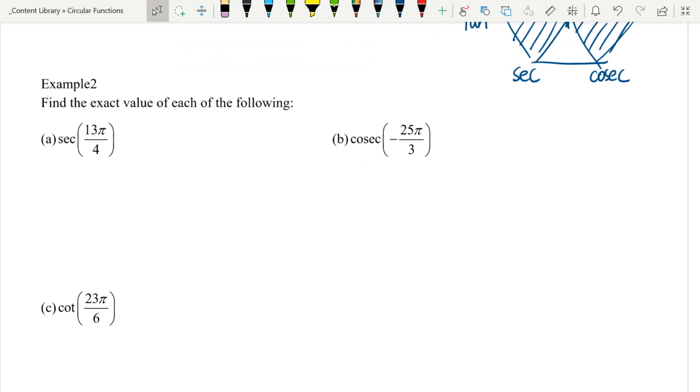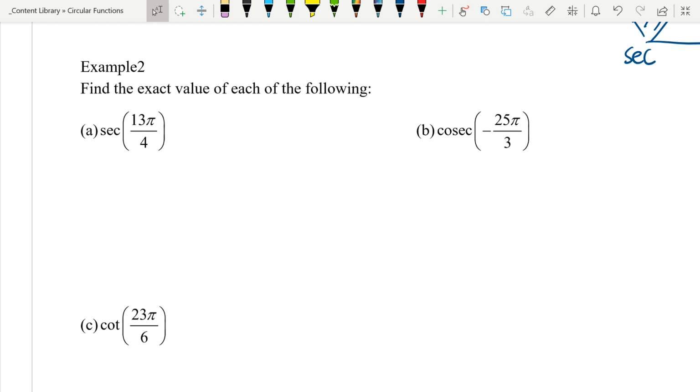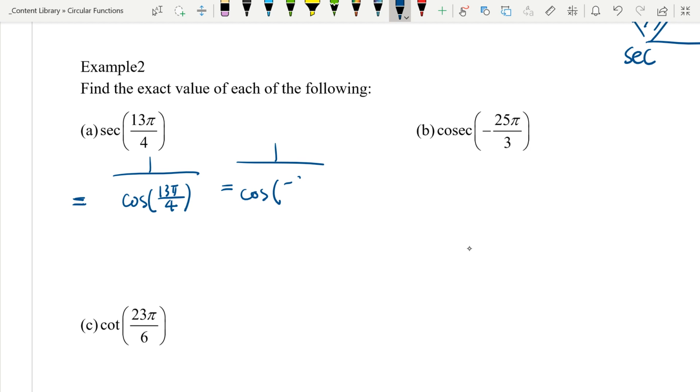Okay, so I want to evaluate the following. I'm not going to evaluate sine, cosec, sec, and cot directly. All I'm going to do is make it 1 over cosine 13 pi over 4. Then I will evaluate the cosine. If I subtract 16 pi over 4, that's subtracting 4 pi, so I get minus 3 pi over 4.